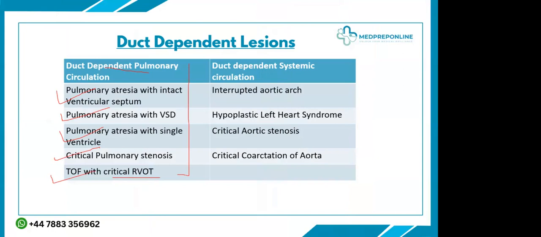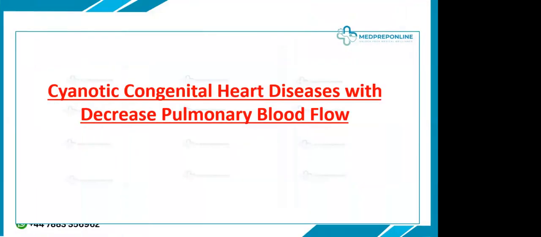While the duct-dependent systemic circulation lesions are the interrupted aortic arch, hypoplastic left heart syndrome, critical aortic stenosis, we talked about that, and the critical coarctation of aorta. Critical coarctation of aorta is the preductal coarctation of aorta. So these are the duct-dependent systemic circulation, and you need to remember it. They are going to ask you at least one question about this.